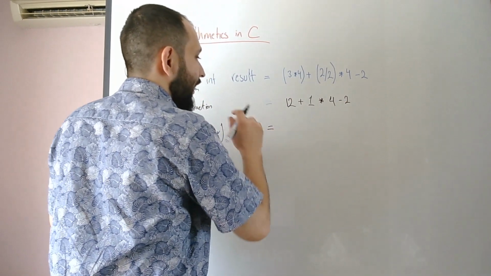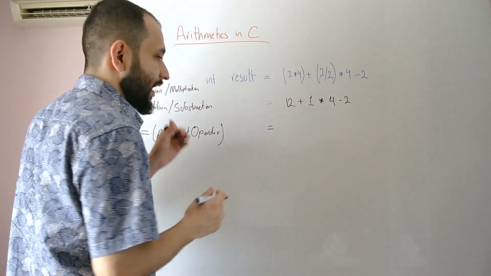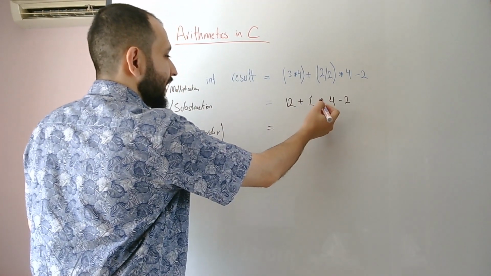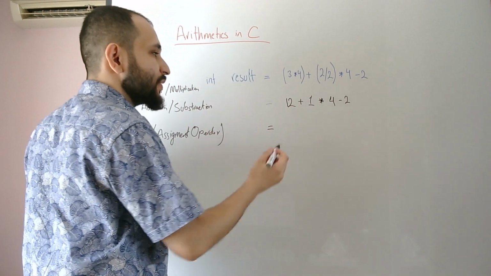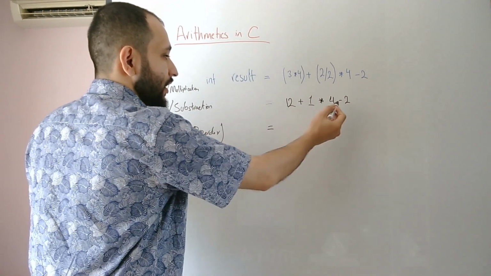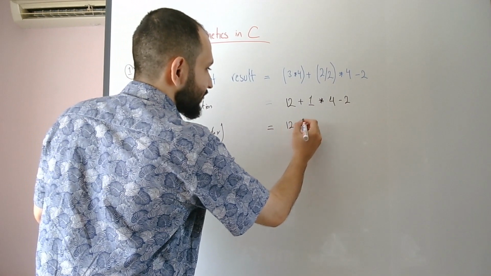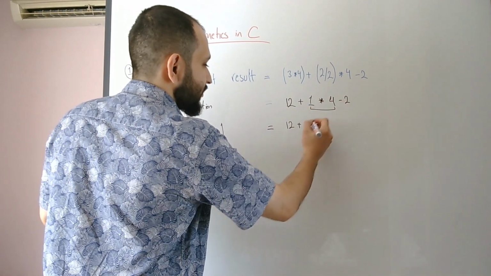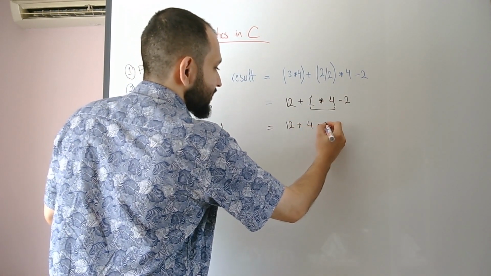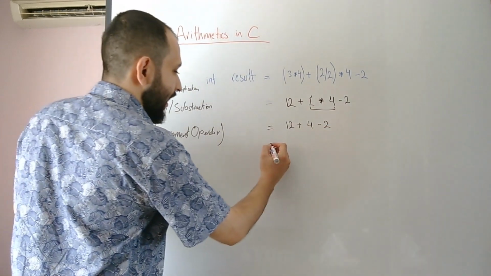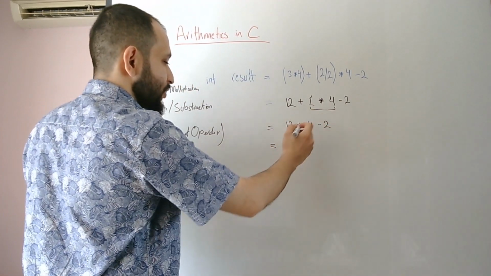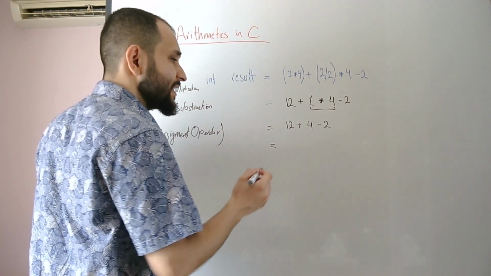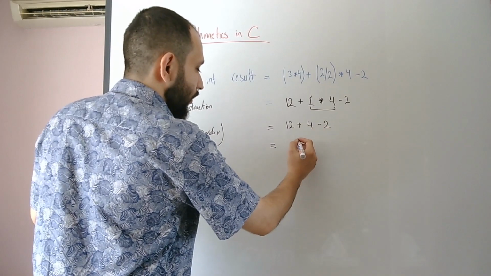Now let's go over this expression once again from left to right. We still have multiplication, which has a higher precedence compared to addition and subtraction, and that's why we will leave 12. We will do this multiplication: 1 times 4 is equal to 4, minus 2. And now it's time for us to do this addition and subtraction. 12 plus 4 is equal to 16, minus 2 is equal to 14.